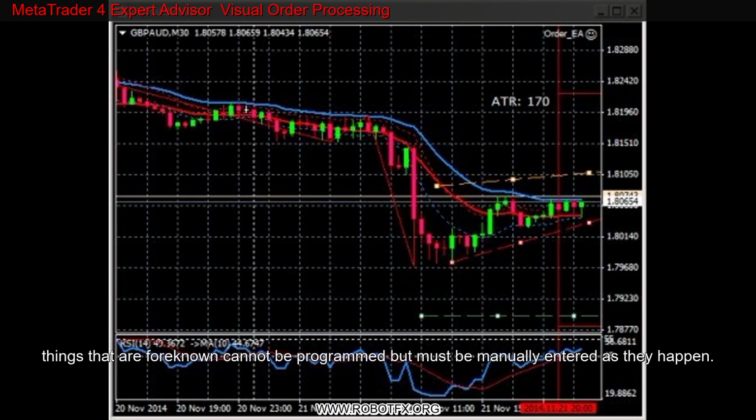So many people have complained over the years that this is seldom a real problem. Even though the broker's computer processes each trade you have placed, the system requires constant monitoring to take into consideration the current roadmap, pullbacks, flags, fundamental announcements, and so on. Even things that are foreknown cannot be programmed but must be manually entered as they happen.